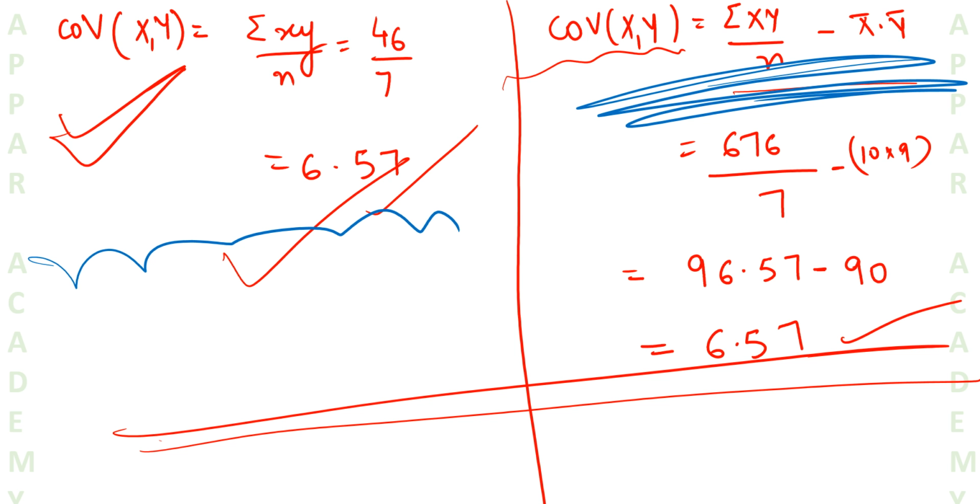In a later video, we'll talk about covariance with change in origin and change in scale, that is, is it independent or not? So in our next video, we'll talk about that.